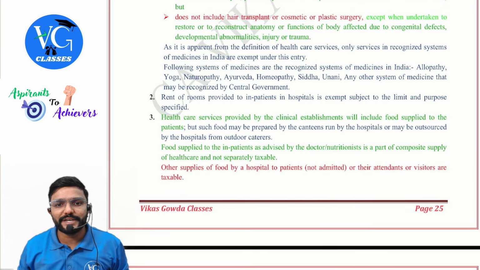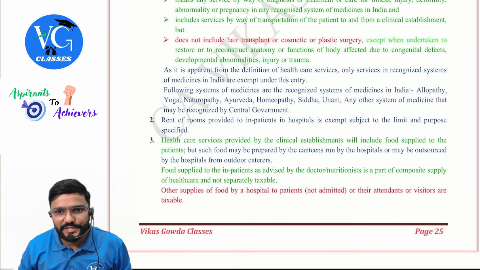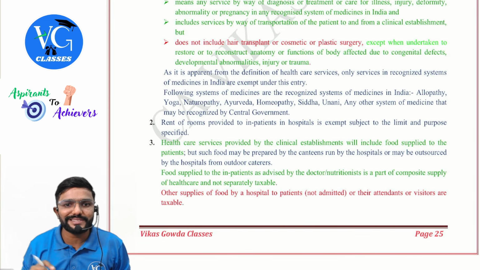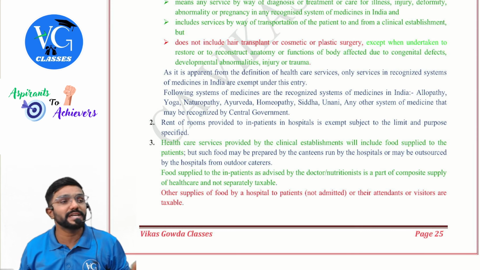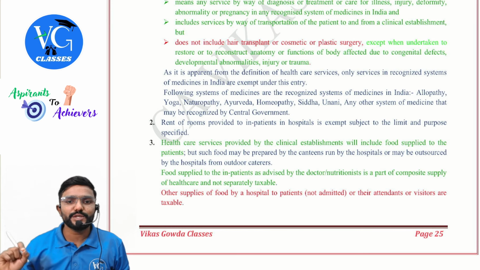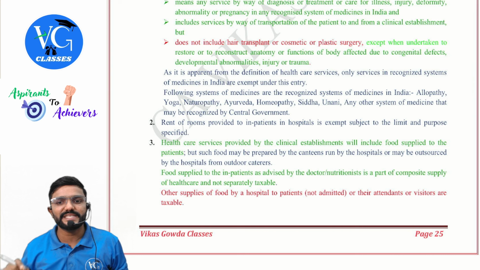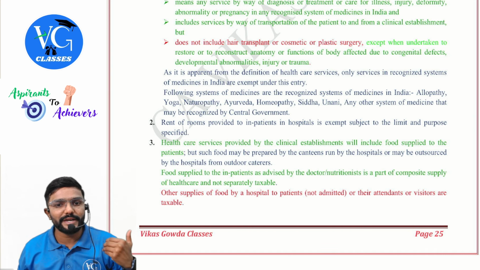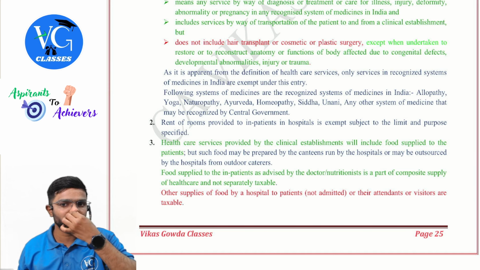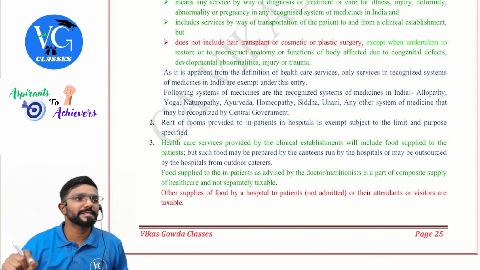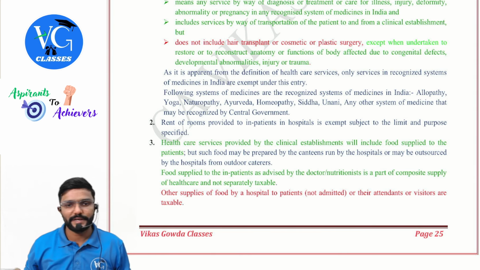As is apparent from the definition of healthcare services, only services in recognized systems of medicine in India are exempt under GST, under this entry. The following are the recognized systems of medicine in India: allopathy, yoga, naturopathy, Ayurveda, homeopathy, Siddha, Unani, and any other system of medicine that may be recognized by the central government.